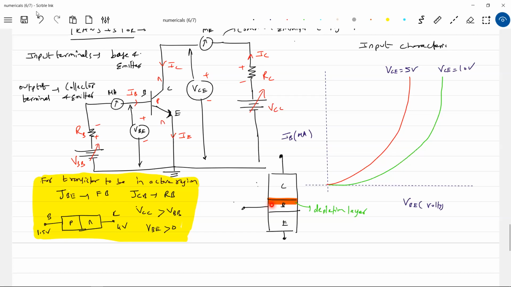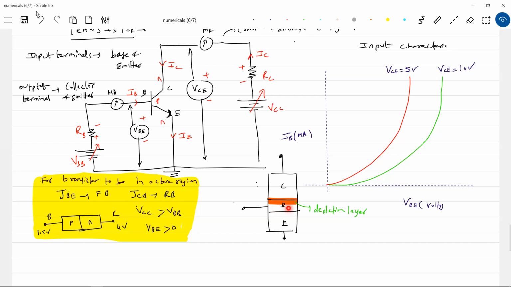Can you recollect yesterday's discussion? As we increase reverse bias, the width of depletion increases. The depletion width and doping levels are inversely proportional. So base is lightly doped compared to collector. Collector is moderately doped. So the depletion will penetrate more into the base than into the collector. That's why I'm showing this. The width of the depletion layer is more in the base region than in the collector.